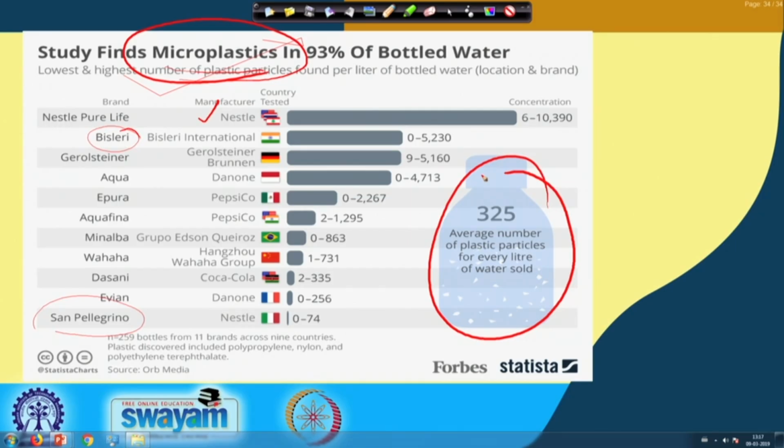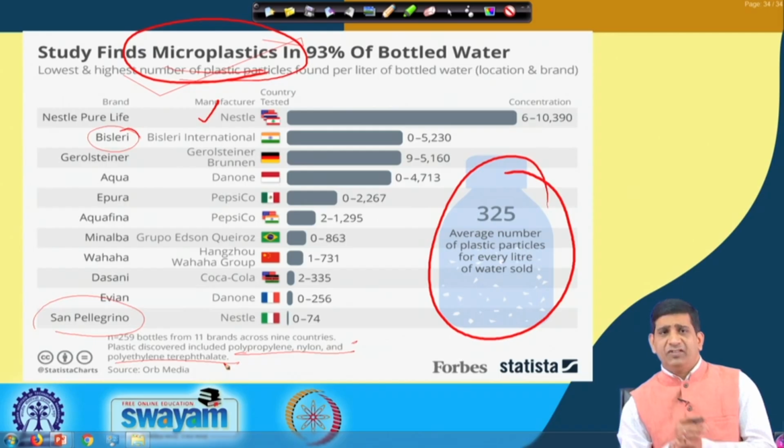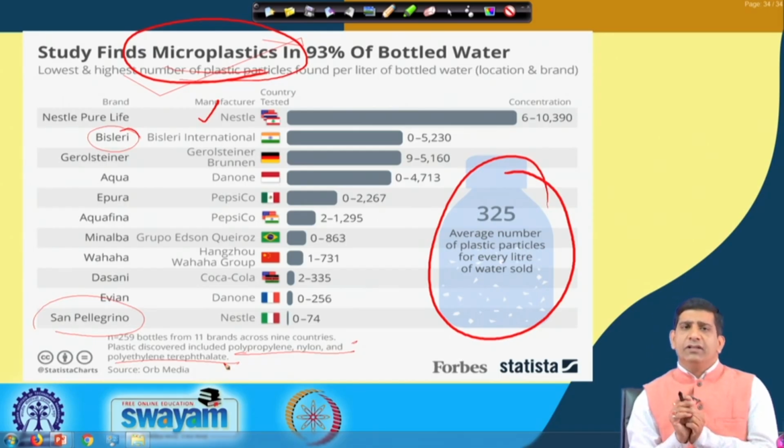So, there were 259 bottles from 11 brands across 9 countries. The plastic discovered included polypropylene, nylon and polyethylene terephthalate. This was the study done, and we are seeing microplastics coming into these water bottles because water treatment plants are not designed to treat for these microplastics. So, they do end up in this water.